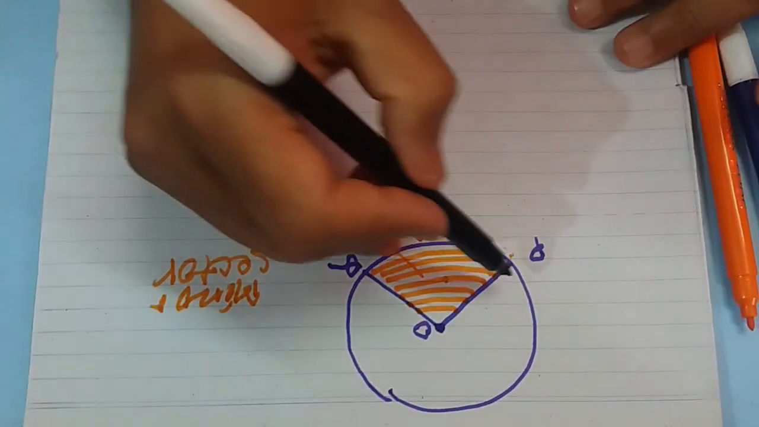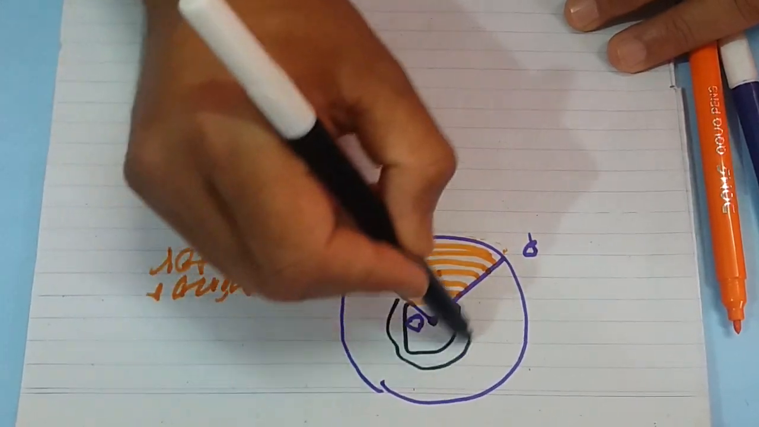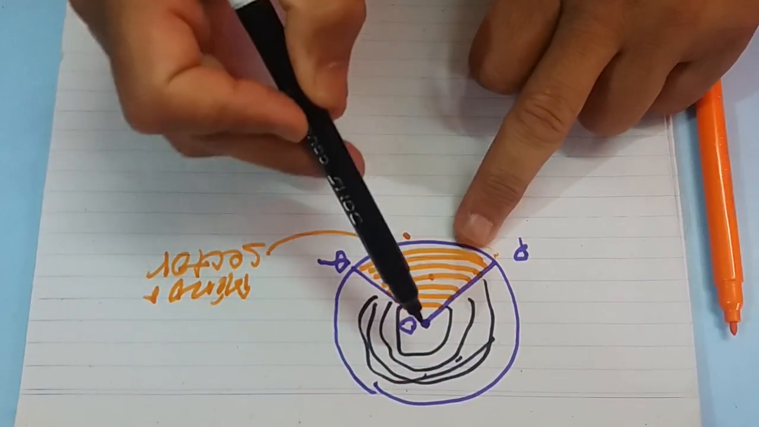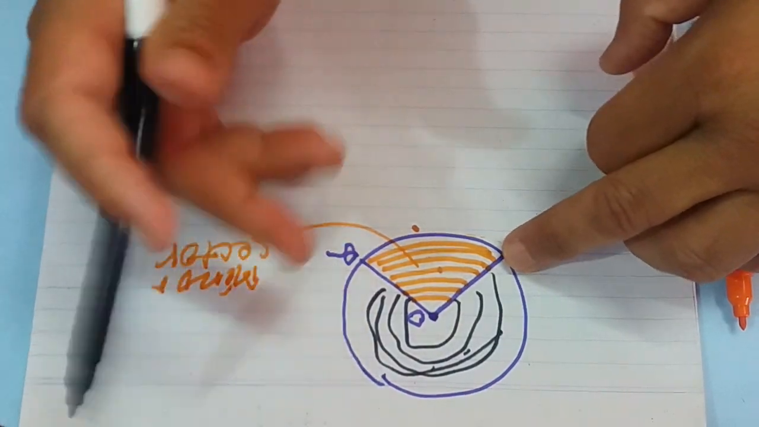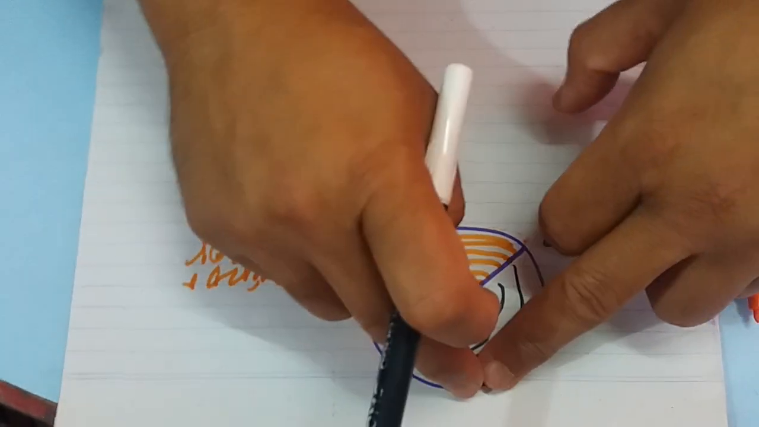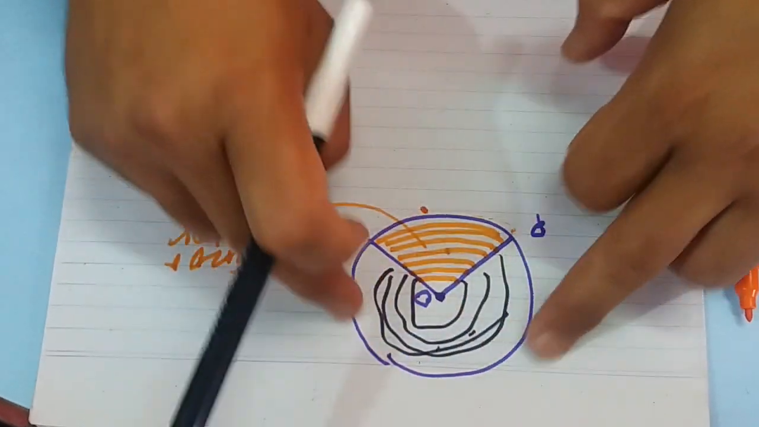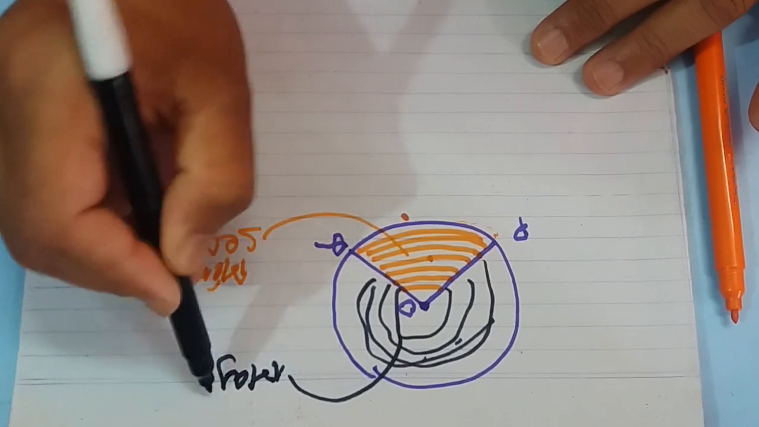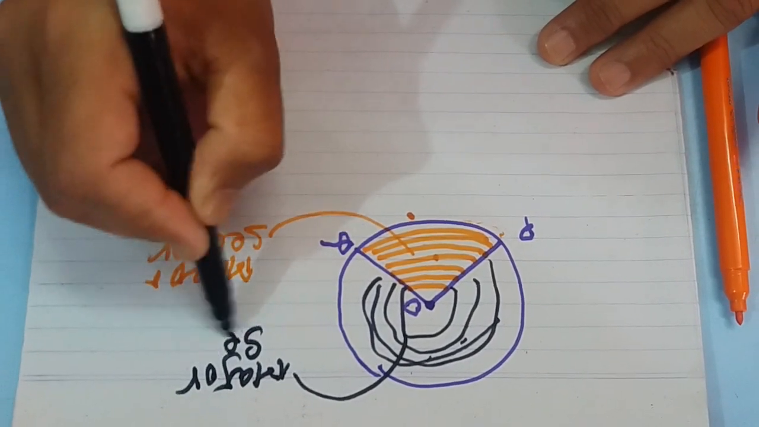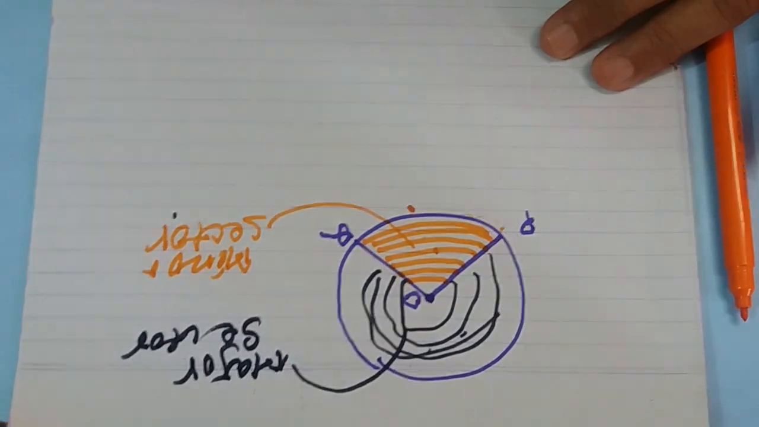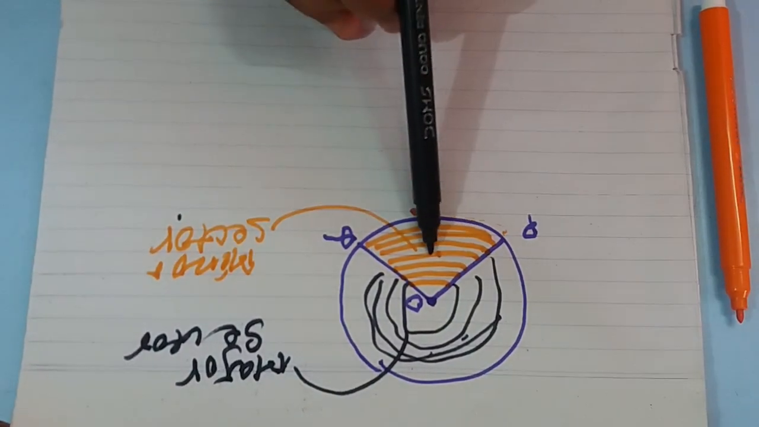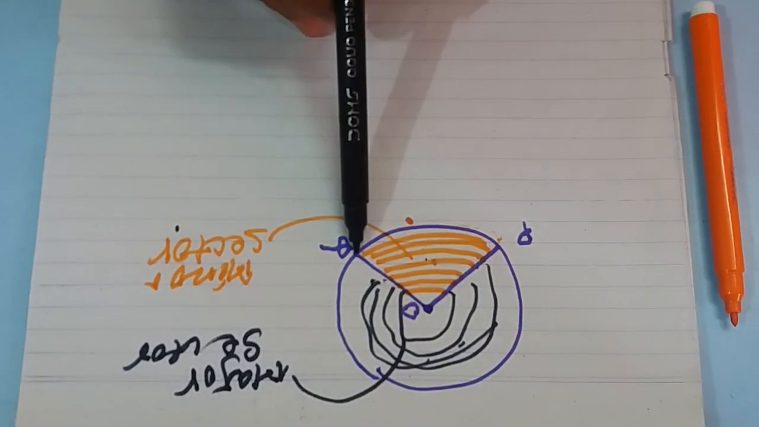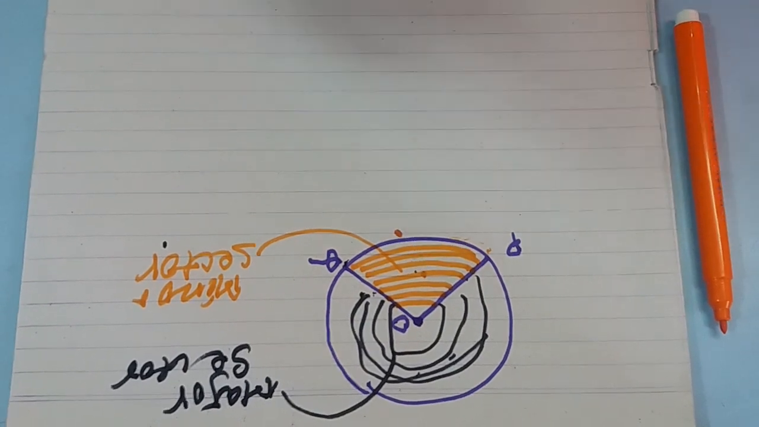And this region is called major sector, because this region also includes the forms between the radius OP and OQ and through this bigger arc PQ. So this we call major sector, and the smaller one is minor sector. So what is a sector? The region between any two radii with the arc is called sector. Right?